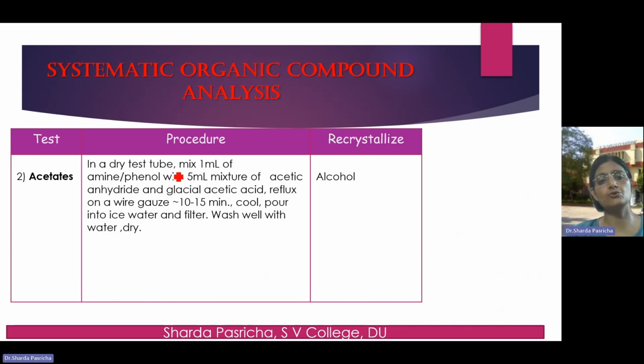So in a dry test tube or a boiling tube, you can take 1 ml of your phenol and add 5 ml of a mixture, that means 2.5 ml of acetic anhydride and 2.5 ml of glacial acetic acid, which are pre-mixed. Then you reflux on a wire gauze for about 10 to 15 minutes. Cool, pour the contents into ice water and filter. Wash well with water, dry and recrystallize the sample from alcohol.